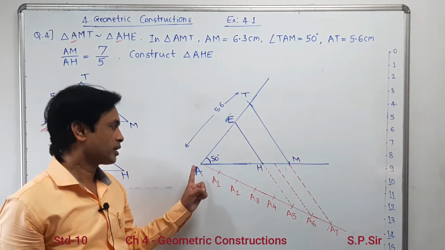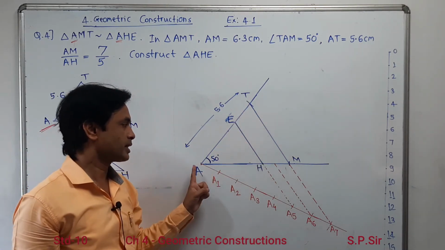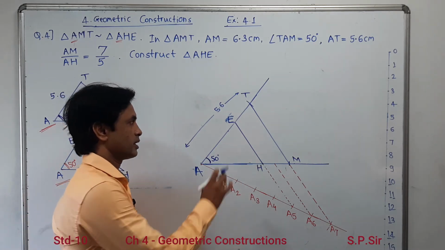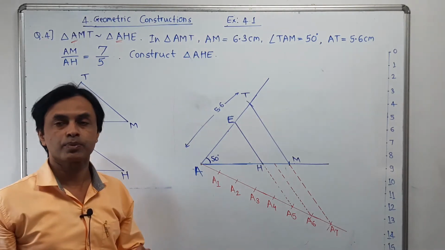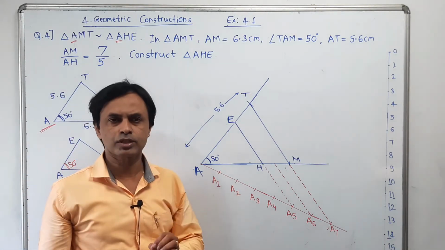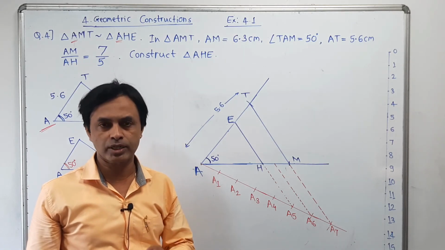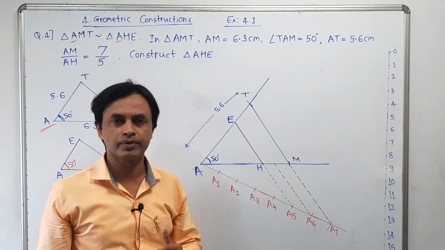So there are two parts. One is the triangle AMT, and the second is AHE. In this way, you can draw your entire diagram. So students, you are supposed to practice, not just listen verbally to the lecture I am conducting. Just observation is not enough. You have to draw the actual diagram in your notebook and practice continuously. And please observe our videos and lectures.